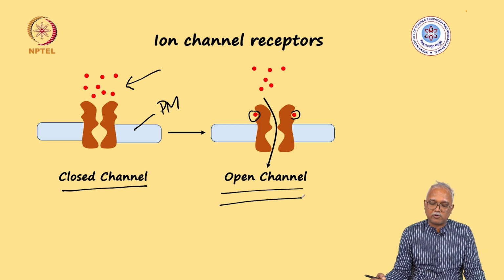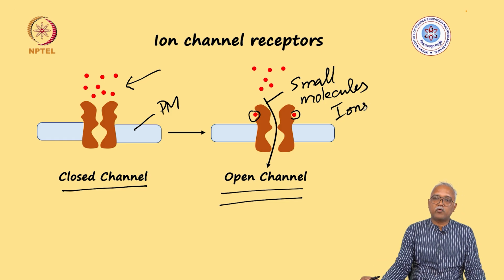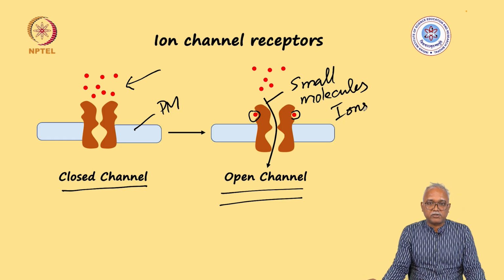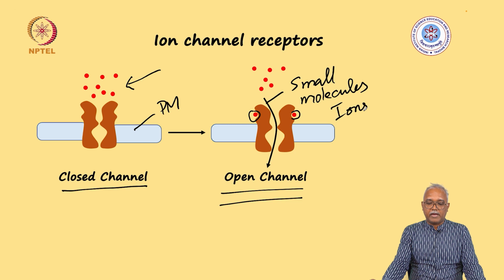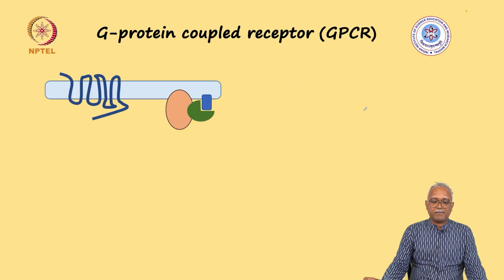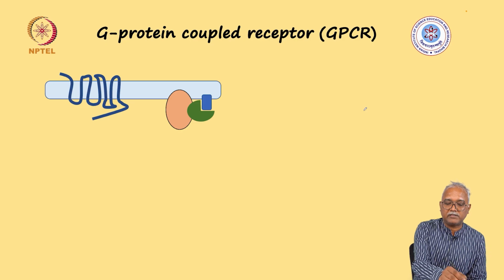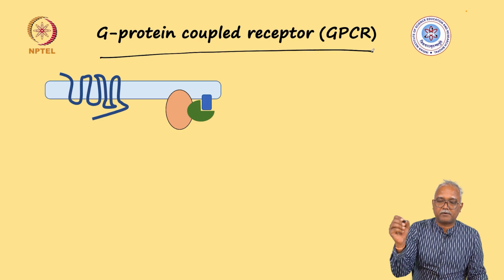Now once the channel is open, the desired small molecules like ions move inside, and this brings the change which is required in the intracellular milieu and allows the signaling to move forward. The other type of receptor which I showed you earlier was this GPCR, G protein coupled receptor.